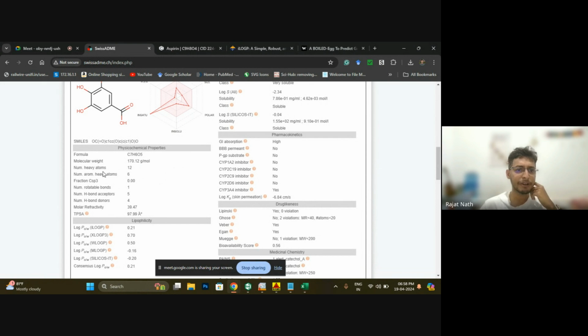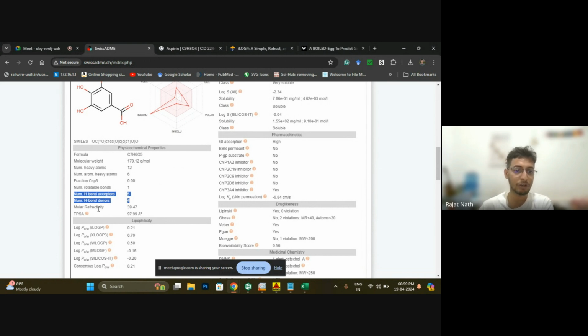Number of heavy atoms is 12. Number of aromatic heavy atoms is 6. Fraction Csp3, number of rotatable bonds, number of hydrogen bond acceptors. See, the number of hydrogen bond acceptors and number of hydrogen bond donors are most important, because I have already mentioned that according to the Lipinski rule of 5, there should be hydrogen bond acceptors 10 and hydrogen bond donors 5, less than that.